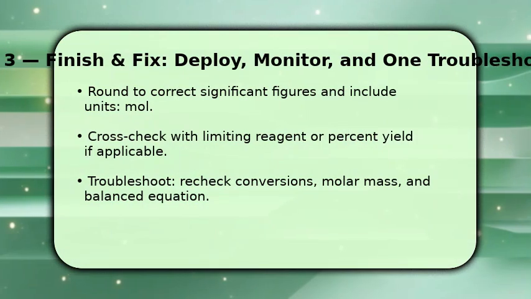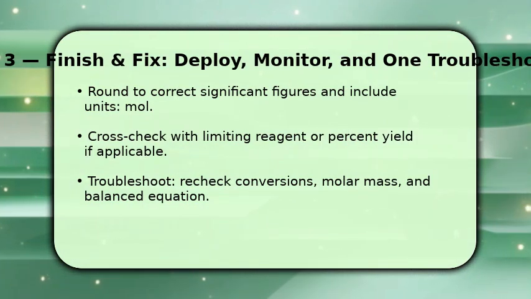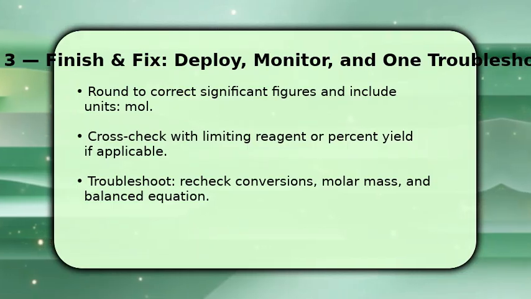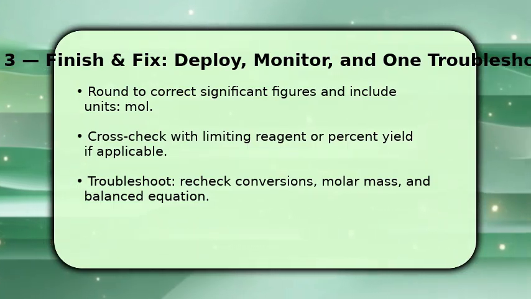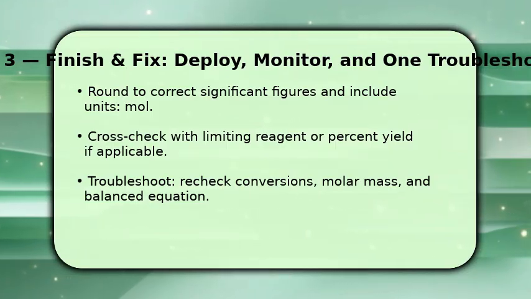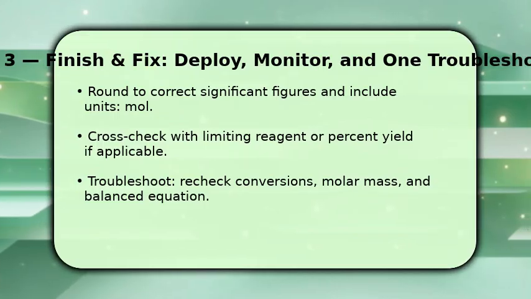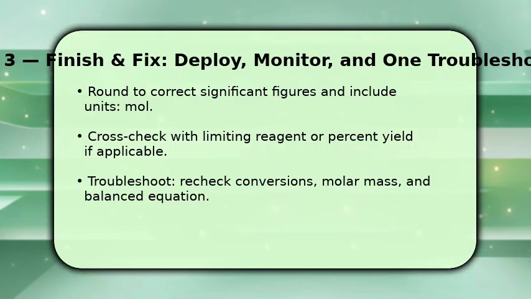You finish by checking the arithmetic and formatting the answer as moles. Round to the correct significant figures and include the unit mol. If the question involves reactions, determine the limiting reagent or compute % yield to confirm consistency. When everything lines up, state the final mole quantity clearly. If numbers look wrong, recheck unit conversions, the molar mass you used, and the balanced equation. These are the most common errors and usually explain discrepancies quickly.